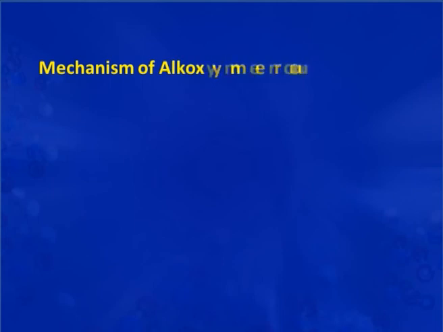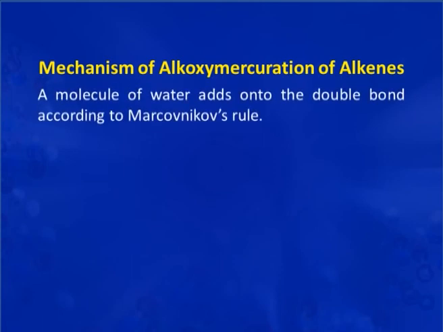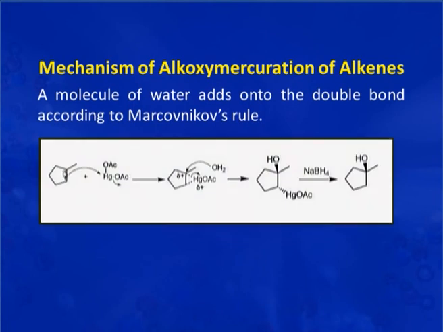Now the mechanism of alkoxymercuration in case of alkenes. If you remember, if we react an alkene with mercuric acetate in presence of water, then the product formed is an alcohol. Here this is a carbon-carbon double bond. First a mercurinium ion is formed, followed by the attack of the weak nucleophile water, followed by the reaction with sodium borohydride to form this alcohol.